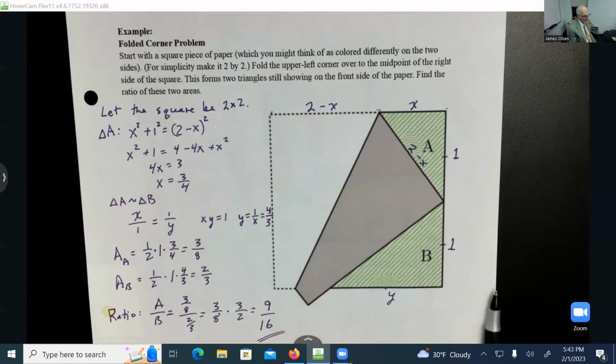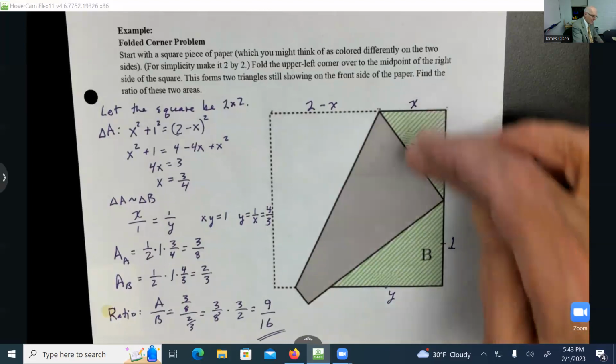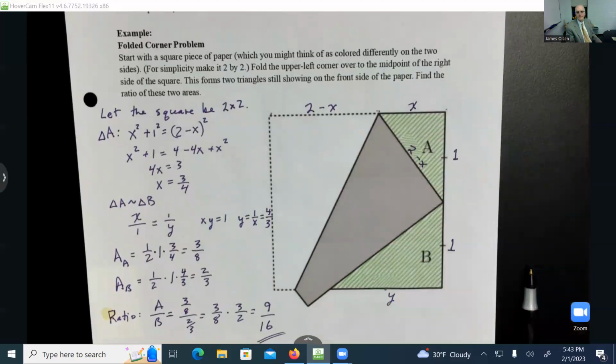But the question is, why 9/16? Is there some way of seeing it without just a bunch of algebra? Pause the video now and see if you can think of a nice way to show why this is 9/16.